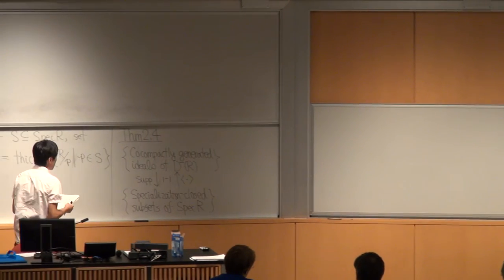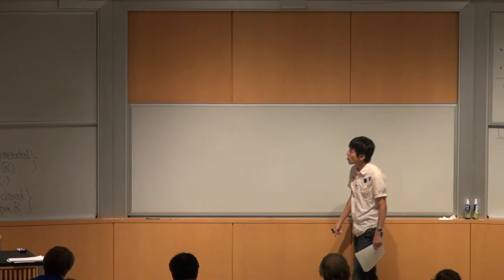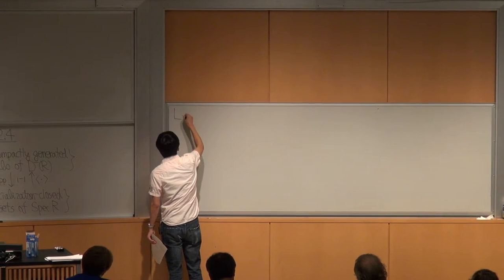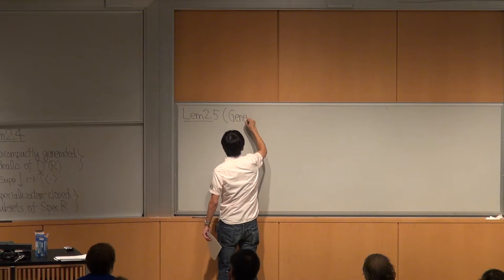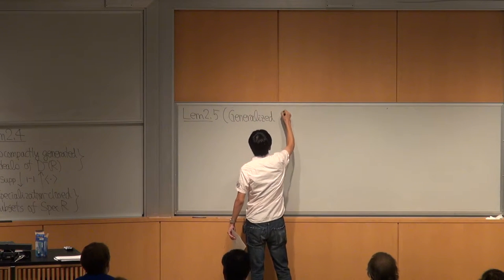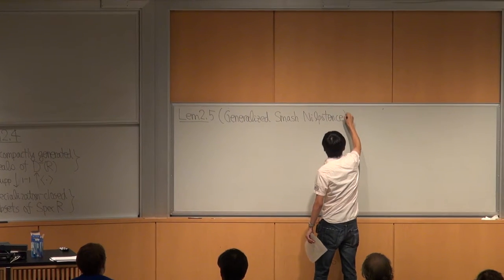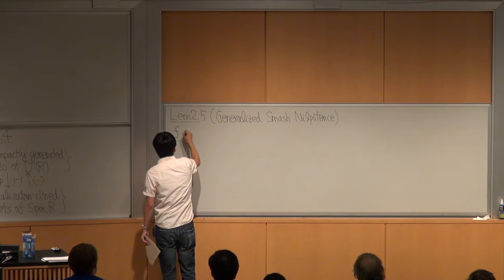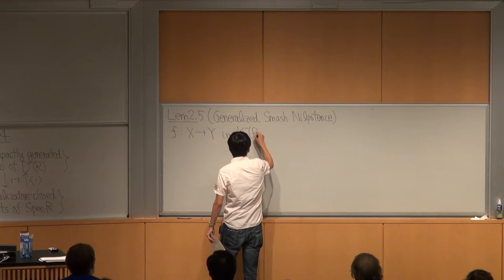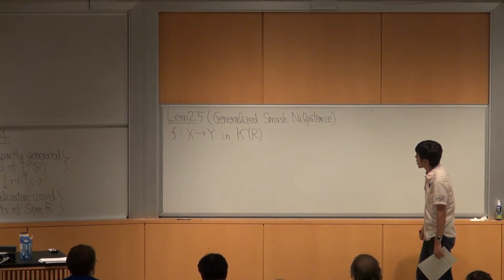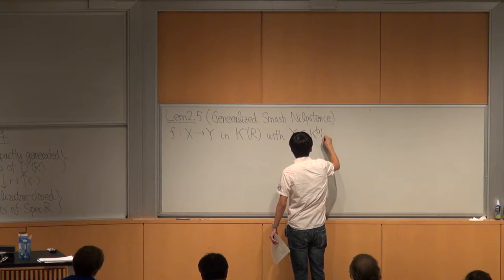So, to prove this theorem, we need to extend the so-called smash nilpotence theorem due to Hopkins and Neeman. Namely, we need to prove the following result, which should be called generalized. If f is a morphism in K minus R with Y being in K^b R, we need this assumption.